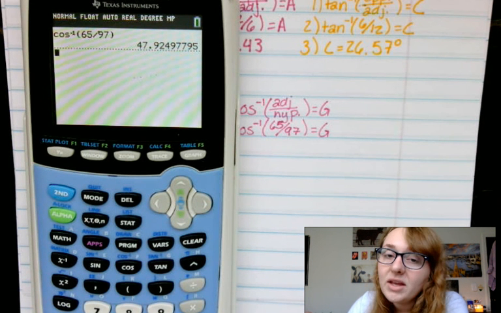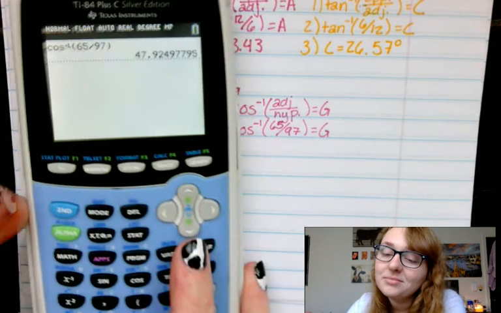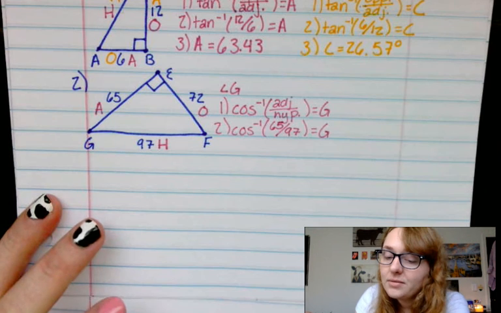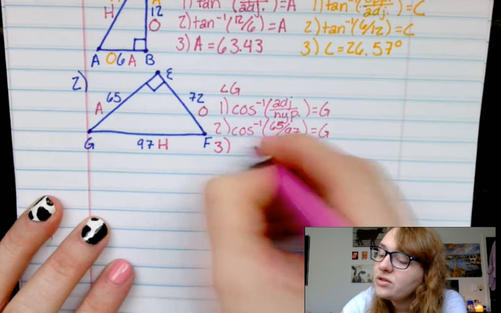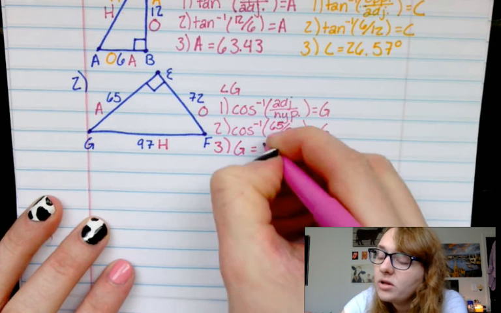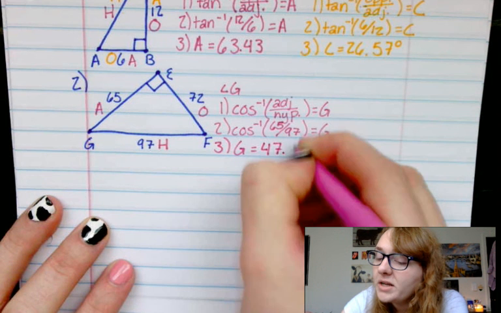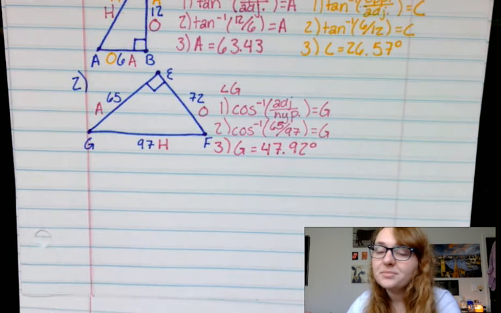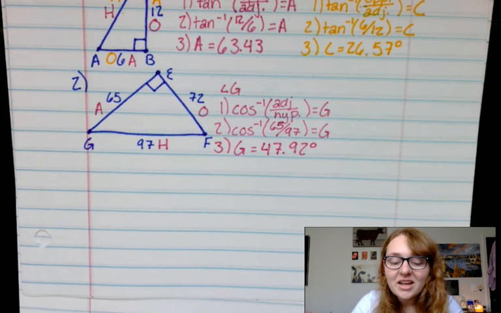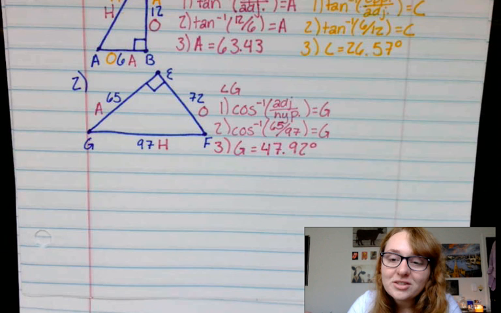And here we are given 47.92 degrees. And I say 92 because that 4 is not 5 or greater, so we're not going to round up. So we have step 3, solve. So angle G is equal to 47.92 degrees. Now we just have angle F and then we are done, kiddos.